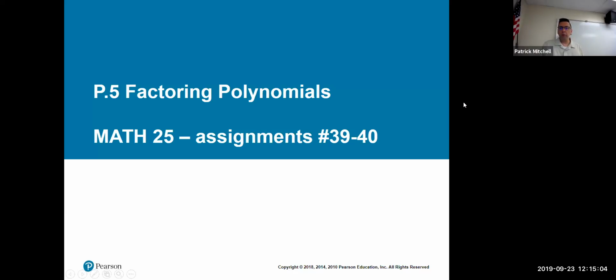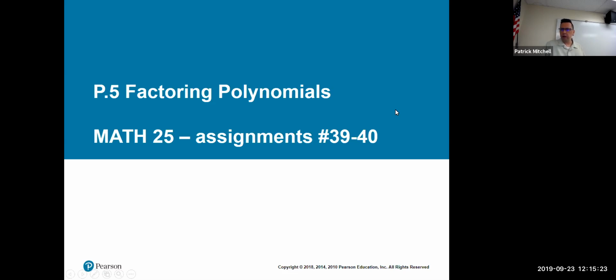We're continuing with our review from Chapter P. And again, the point of this is to warm up for Section 5.1, which is verifying trigonometric identities, and that uses a lot of algebra. So we want to hone up on our algebra.